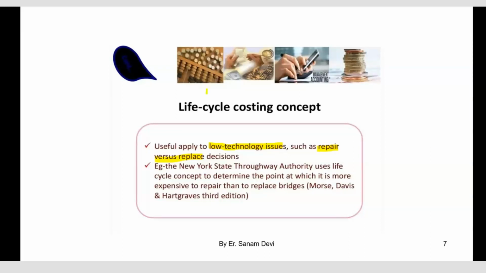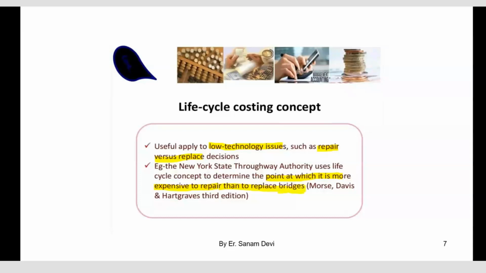If we know about life cycle costing, then we can take proper decisions. For example, the New York State Thruway Authority uses the life cycle concept to determine the point at which it is more expensive to repair than to replace the bridge. It is applicable anywhere, right?